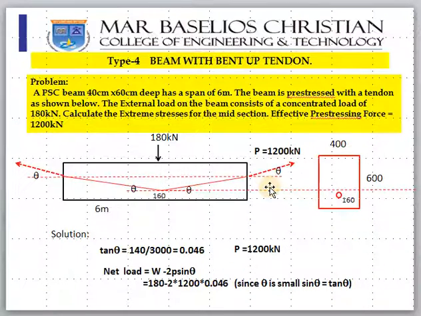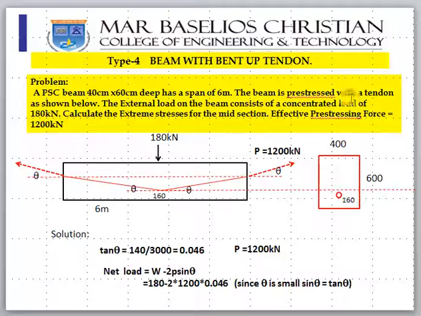So let us do one problem. It will be more clear for you. A prestressed concrete beam 400 mm by 600 mm deep has a span of 6 meter.